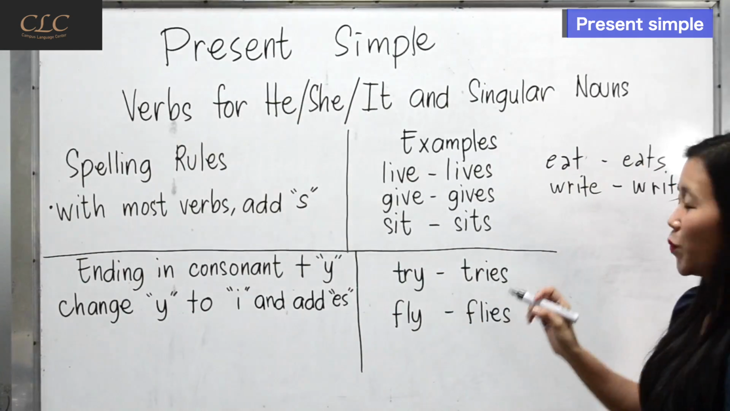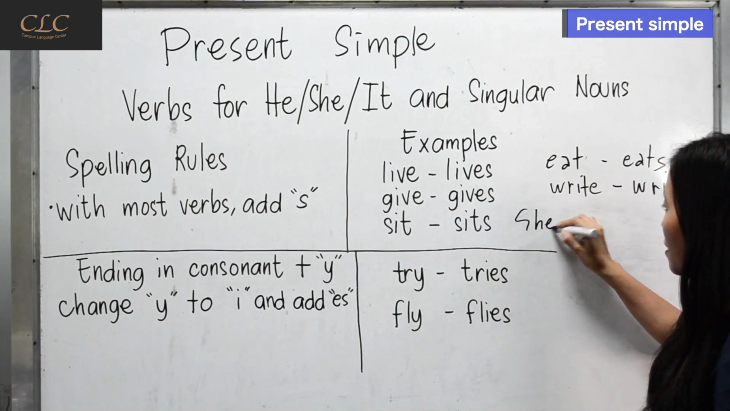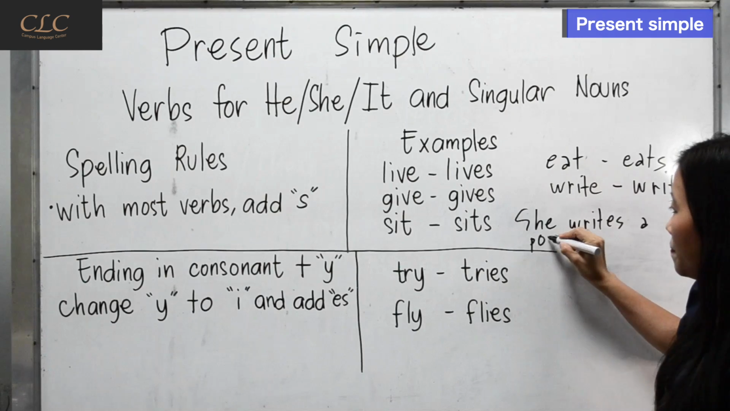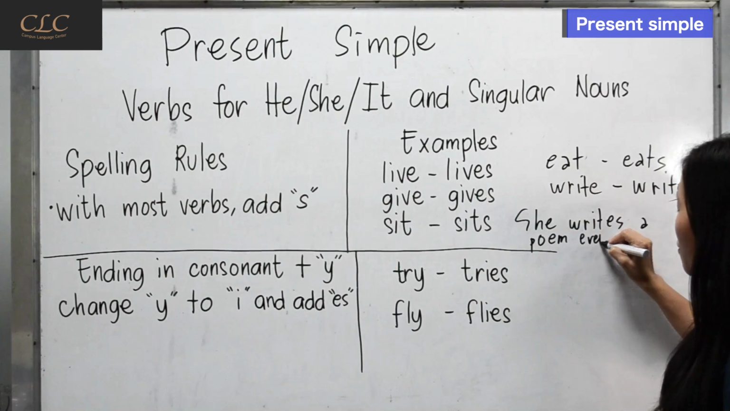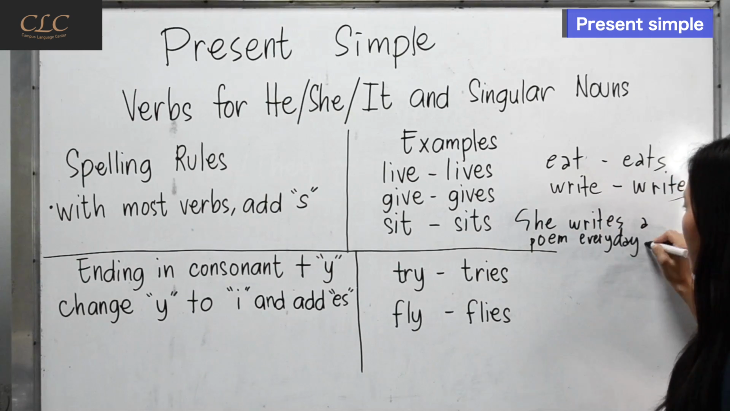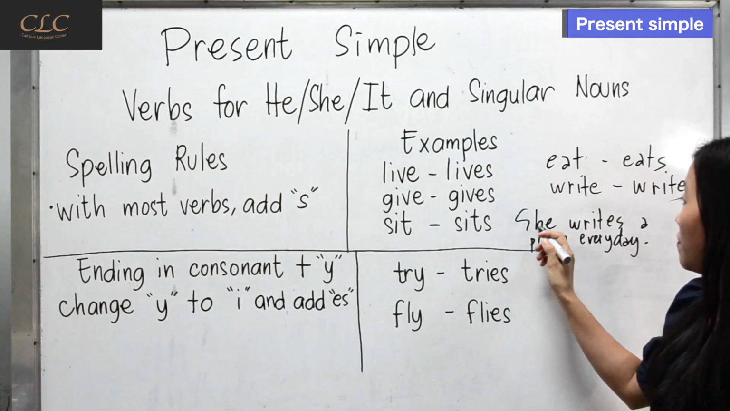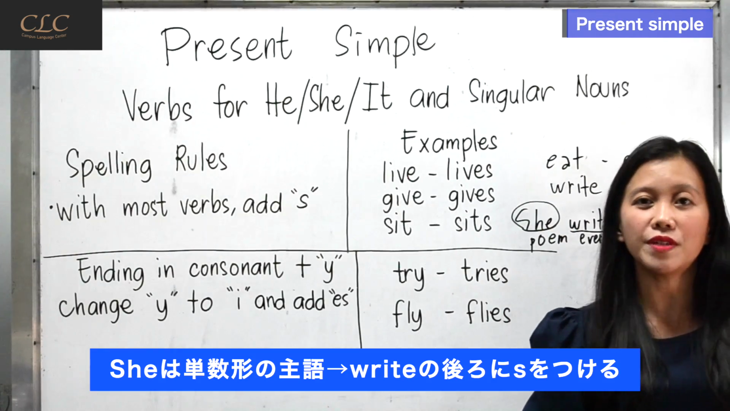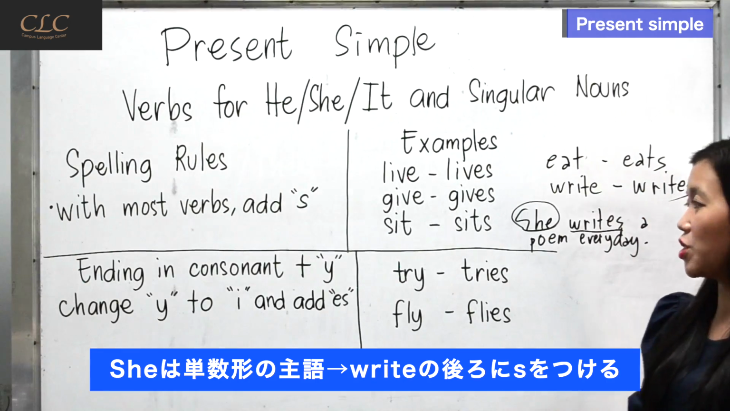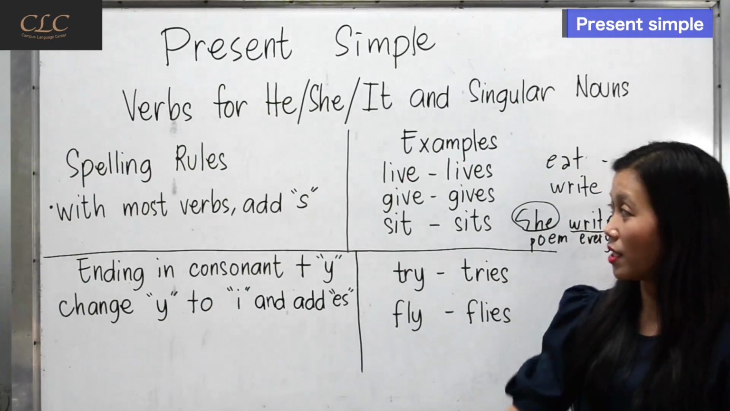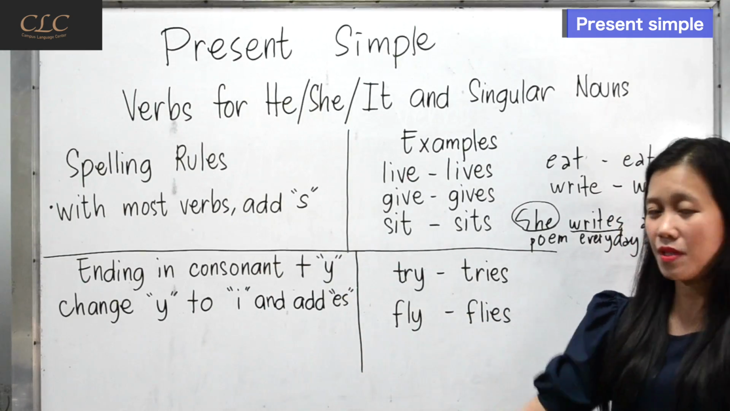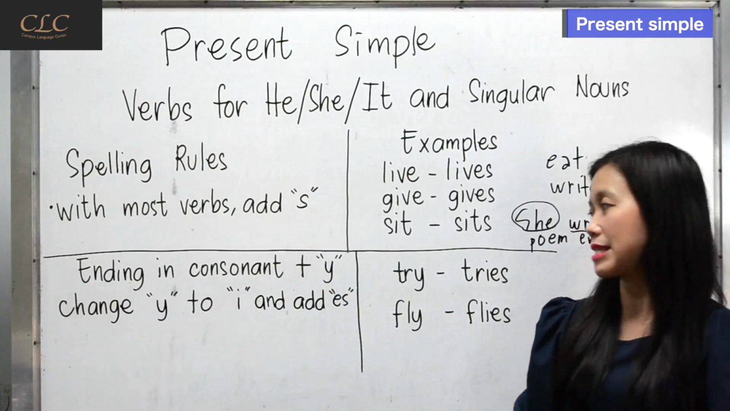Okay, so we will have she writes a poem every day. So we have the subject she, so of course the verb is in the singular form, which is writes. Okay, so I think it's an easy rule. So then let's proceed to this part because many students are confused with this.